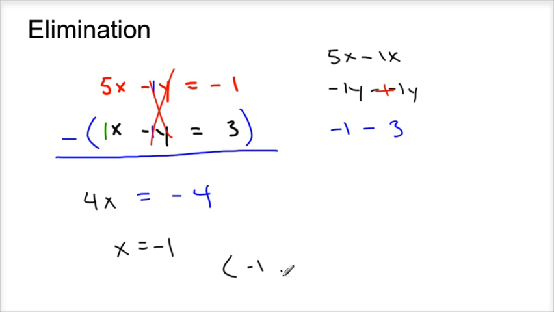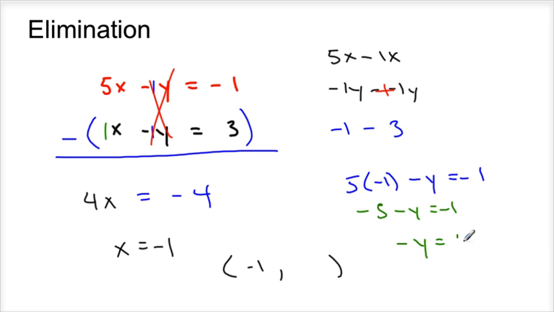So you have the x coordinate. Let's find our y coordinate now, and you can plug into either equation. So 5 times negative 1 minus y equals negative 1. So this is negative 5 minus y equals negative 1. Negative y equals 4. y equals negative 4. So negative 1, negative 4 is my point of intersection.